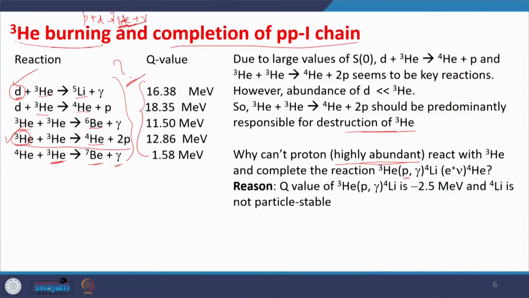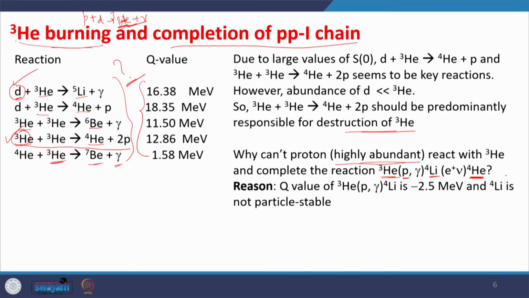But what about protons? Anyway, they are highly abundant, so helium-3 should undergo destruction by reacting with a proton. What is the problem? This is where it is an interesting thing. Look at here. A highly abundant proton can react with helium-3 to give lithium-4, but it is highly unstable. It undergoes positron decay and can give rise to helium-4. No problem, because helium-4 can be produced by this process also.